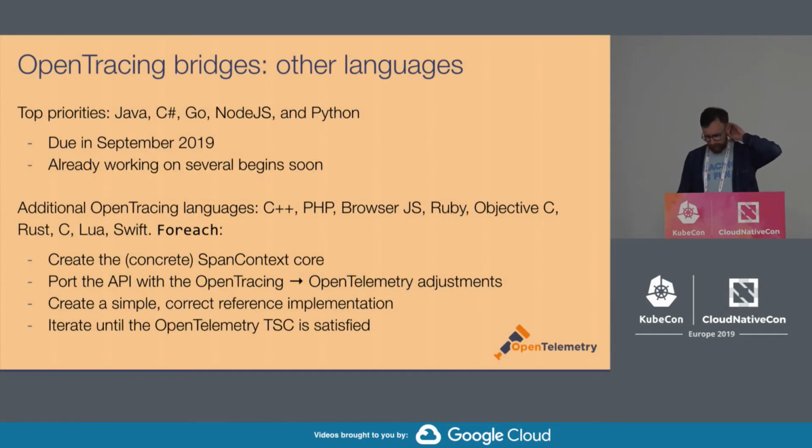Other languages, our immediate priorities are written on this slide. We're expecting to have something that you can validate by September. I think I wrote the slide on an airplane. "Already working on several begins soon" doesn't make any sense. I don't know what that means, but we're starting many of these soon. So that's probably what I meant.